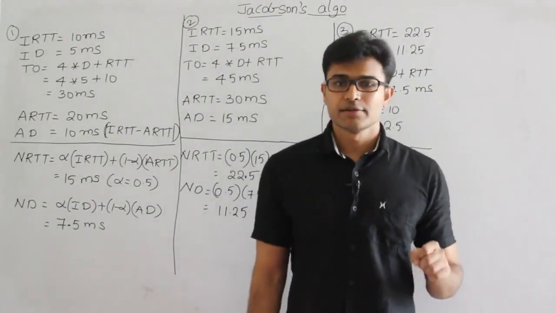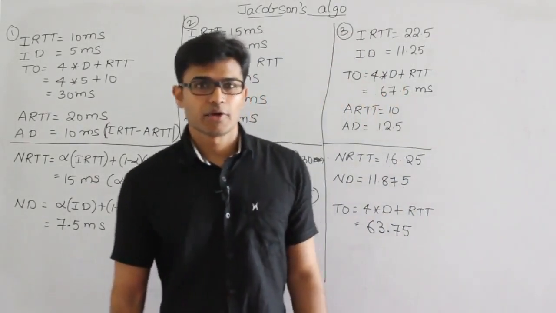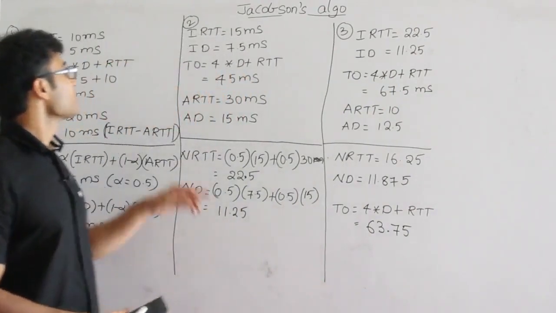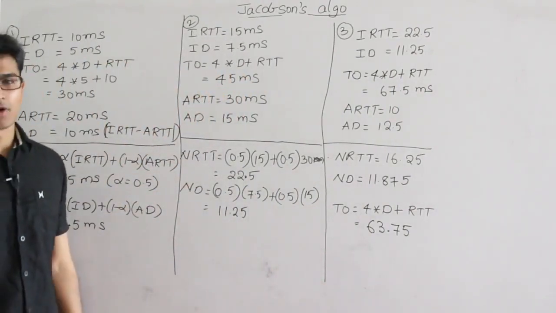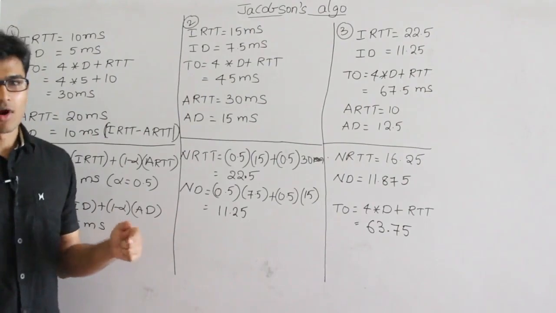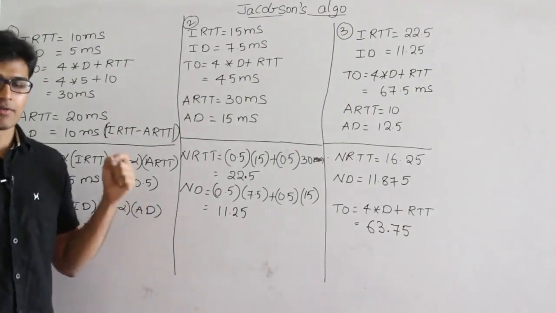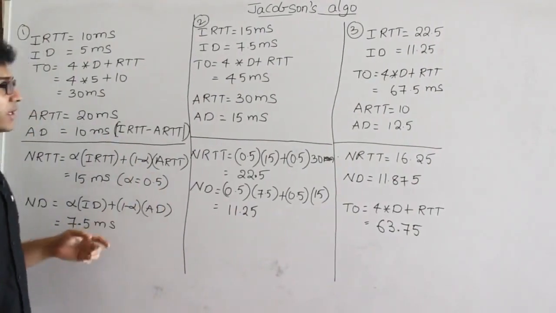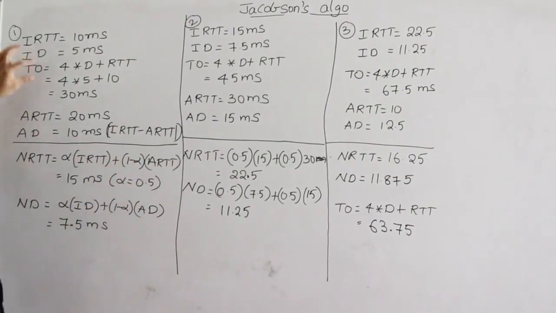Let's see Jacobson's algorithm, which is used to set the timeout timer. Here in Jacobson's algorithm, it is the same as the basic algorithm. What was the problem there? We don't know how much the round trip time should be whenever we send the first segment, right? So there we guessed it. Here also I am going to guess it.